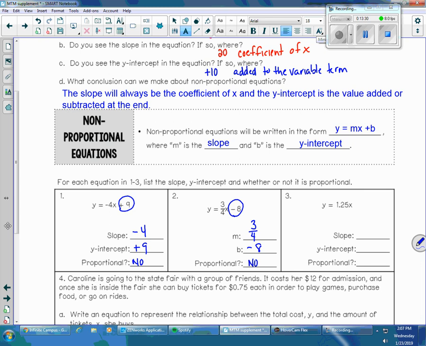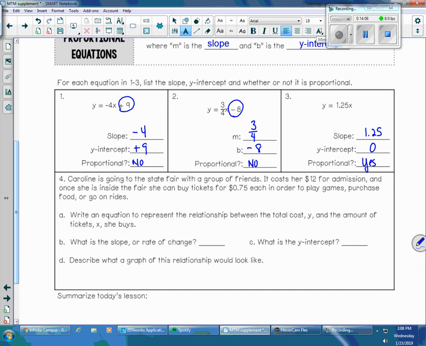The next one, again, if you're comfortable, go ahead and pause the video, identify the slope and the y-intercept, state whether you think it's proportional or not, and then unpause the video. Okay, so my slope is being multiplied by x. That's going to be 1.25. Y-intercept is 0, so it's going to be crossing at the origin. Is it proportional? Yes, because my y-intercept is 0.